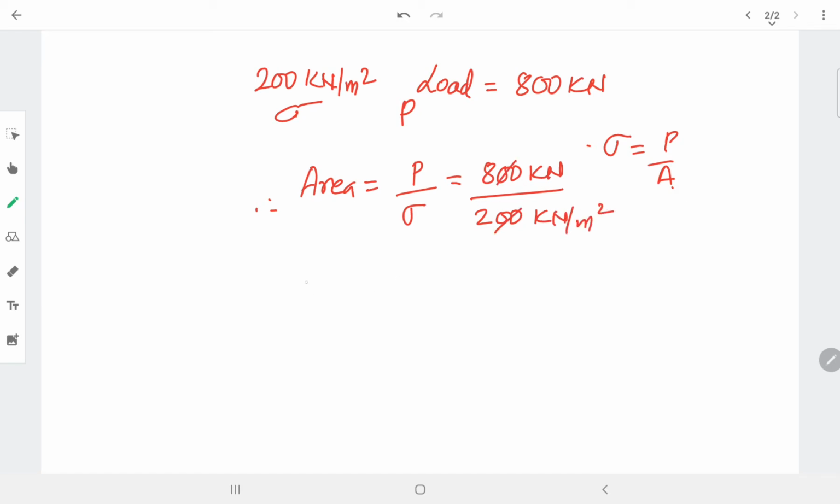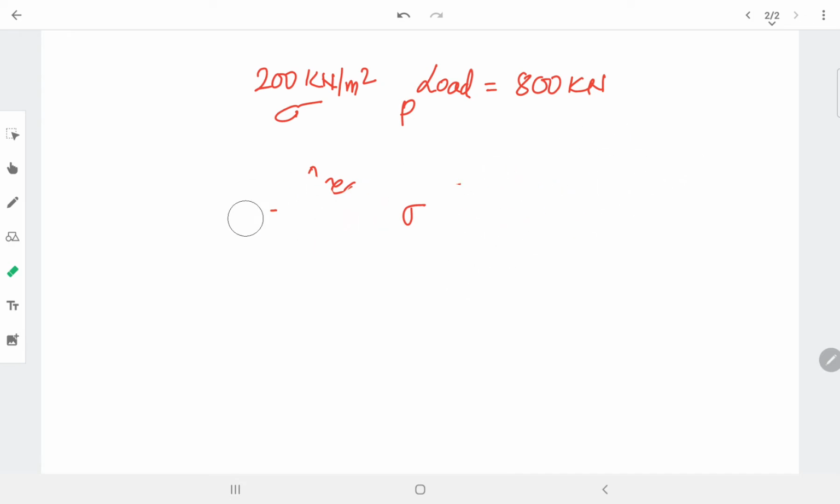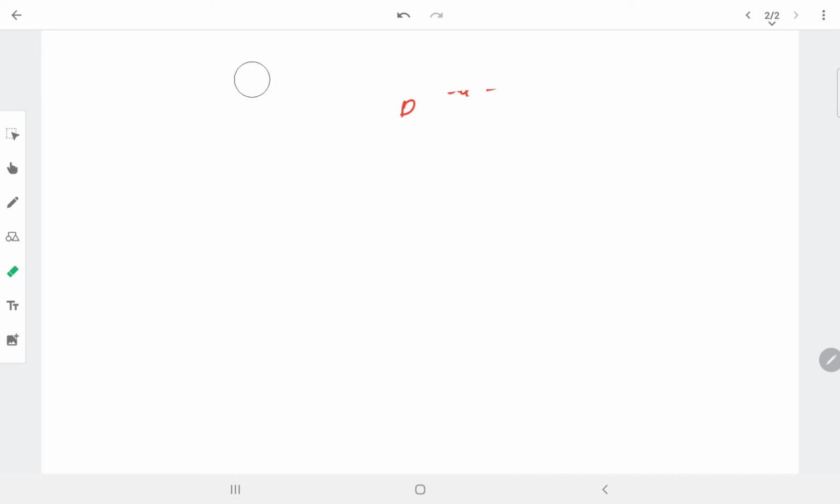So when you calculate, the area of the footing required is equal to 4, kilonewton per, sorry, the kilonewton cancel each other, so total area is 4 meter square. In this way we'll be finding the footing. Later I'll let you know how to design in another video. So here we are only discussing the basic parts.